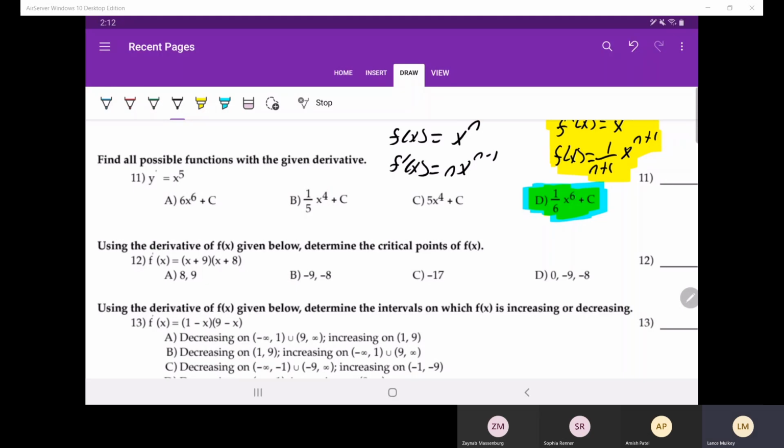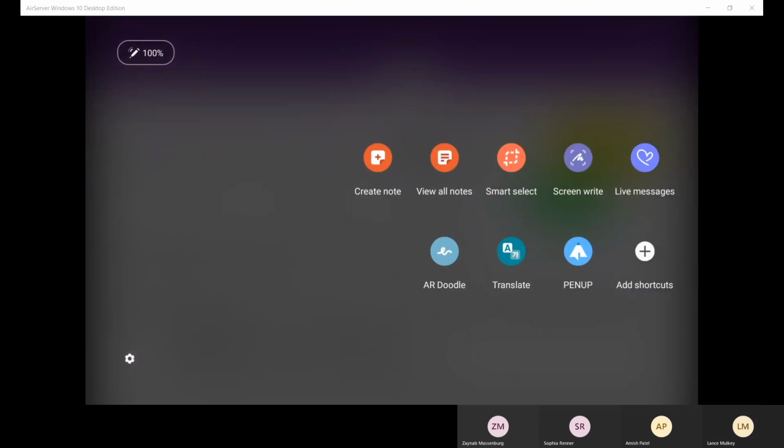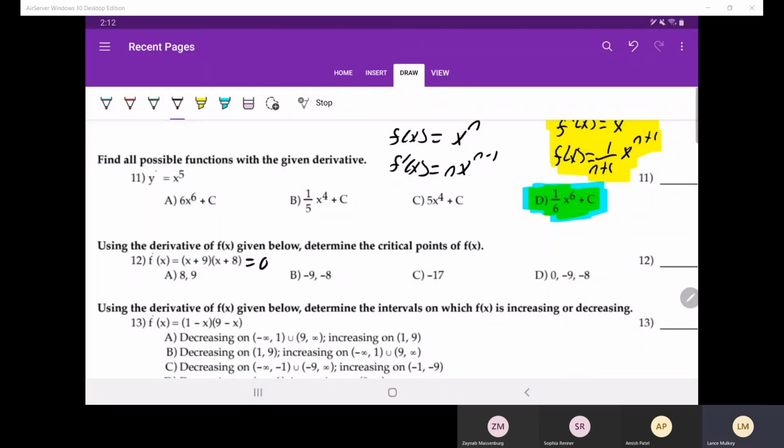Okay. All right, so use f of x to find any critical points. So we already have the derivative. So what do we do with the derivative? Yep, we're going to set it equal to 0. So since it's already factored for us, we're going to do x plus 9 equals 0 and x plus 8 equals 0. So x equals -9 and x equals -8. Those are the x coordinates of your critical points.